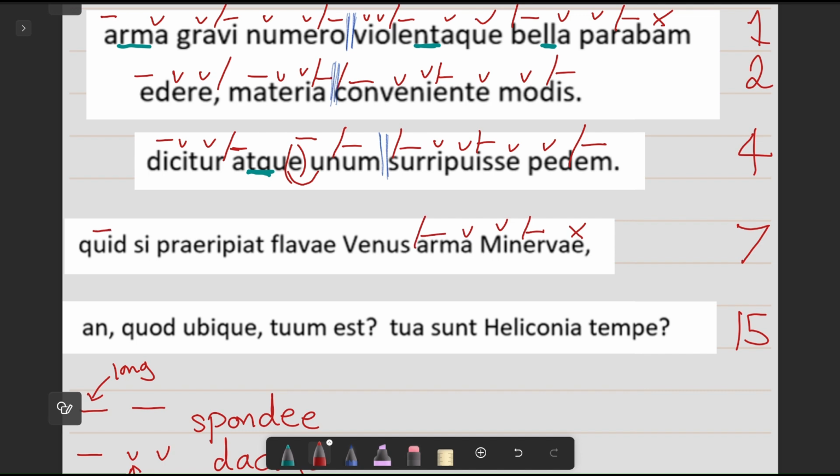Then let's have a look for diphthongs. There are lots in this, which is why I chose this line. Praeripiat, flavae and Minervae, and because there's a diphthong on the end of that, we actually know that is long. We don't need an X. So let's make all of these diphthongs long.